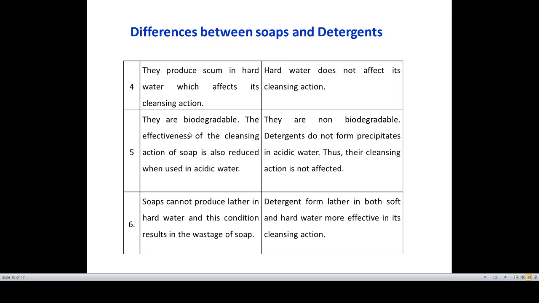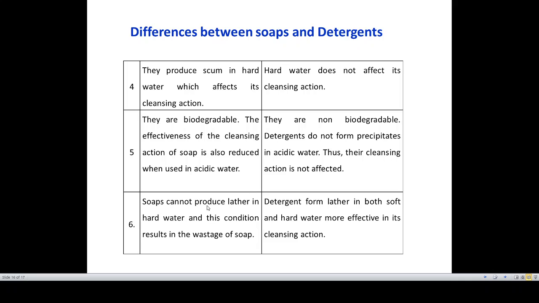When we consider the environmental aspect, soaps are biodegradable. The effectiveness of the cleansing action of soap is also reduced when used in acidic water. But we know a few detergents, like long chain or branched chain detergents, are non-biodegradable. However, detergents do not form precipitate in acidic water, and hence the capacity is not altered when I use acidic water in the case of a detergent.